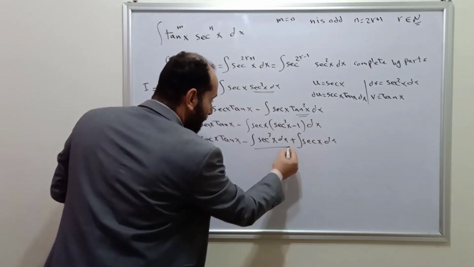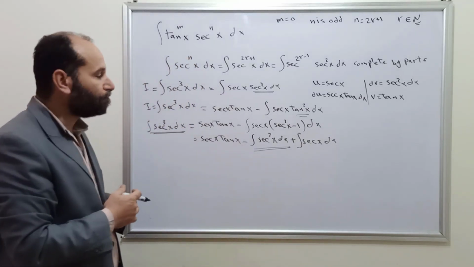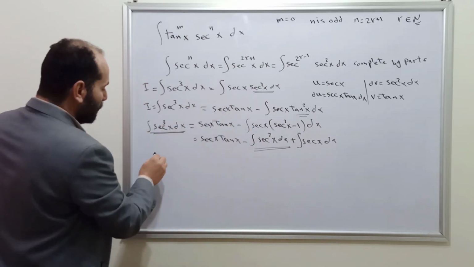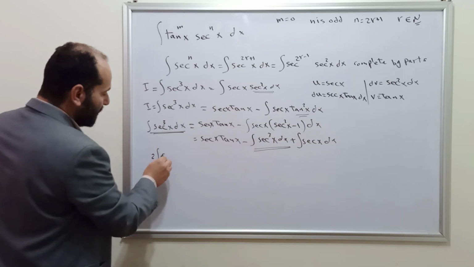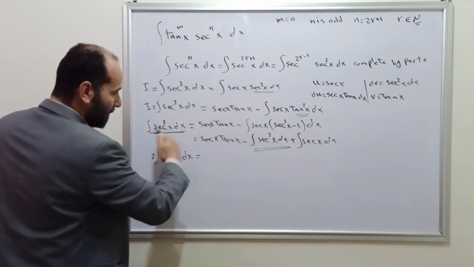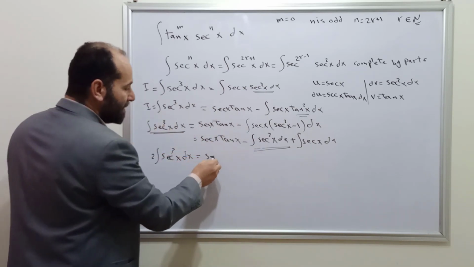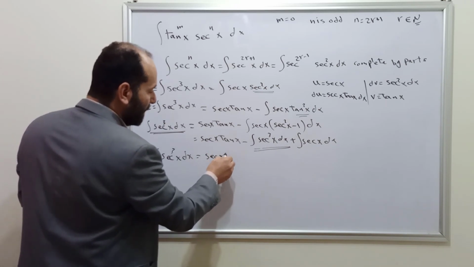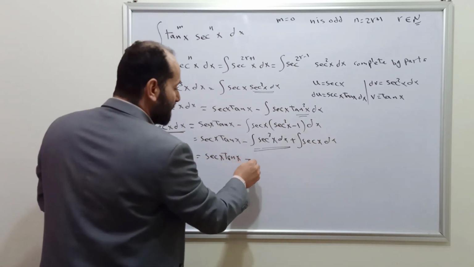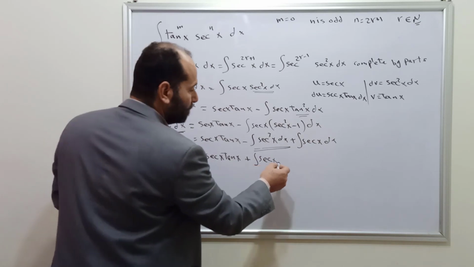This integral is the same as the integral on the left-hand side. So we can move it to this side, and we obtain 2 times the integral of sec^3 x dx, by adding the integral of sec^3 x, equals sec x tan x plus the integral of sec x dx.